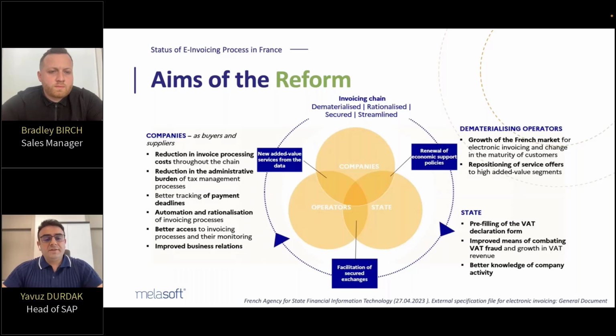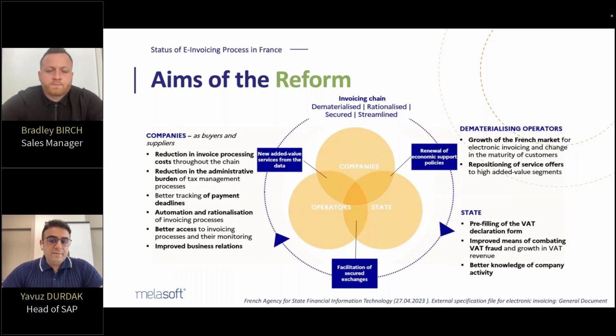The payment deadlines will be tracked better, and automation and rationalization will be achieved. The customers, the companies, the buyers, and the suppliers will have better access to their processes and their monitors. And also, as a result of all of these processes, the business relations will be improved.